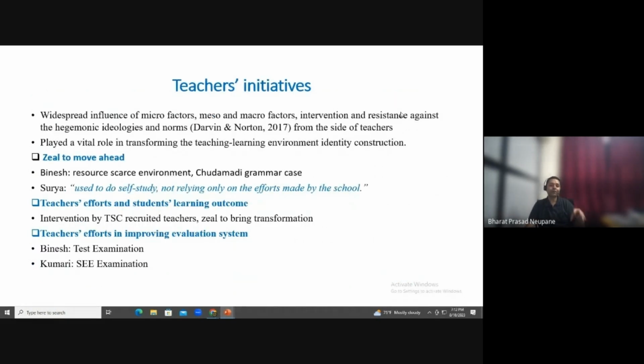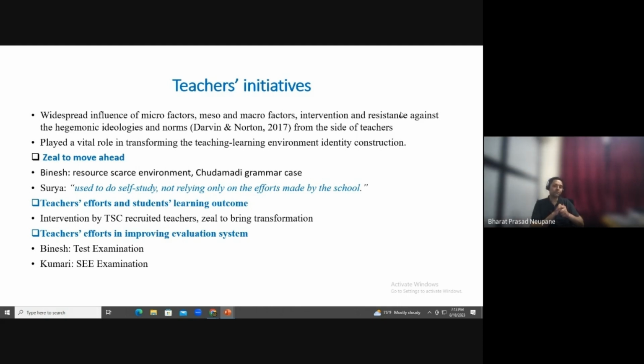But despite all these positive as well as mostly negative adverse impacts of these different micro, meso, and macro contexts, because of the personal initiative of these teachers and their resistance against the hegemonic ideologies and norms and these micro, meso, and macro factors, they are able to become what they have become now. So teachers' agency has played a pivotal role in transforming the teaching-learning environment and identity construction. These teachers had the zeal to move ahead. They used to do self-study, not relying only on the efforts made by the school.